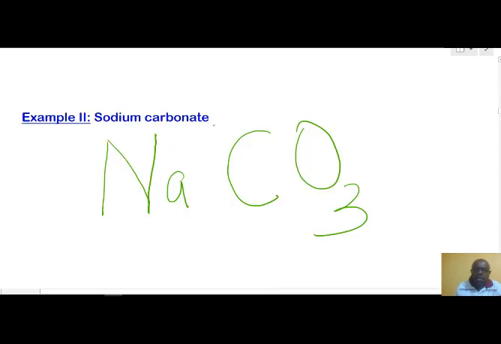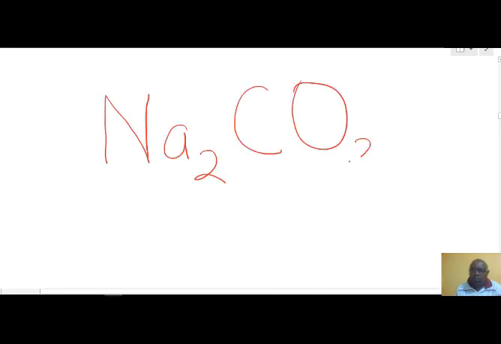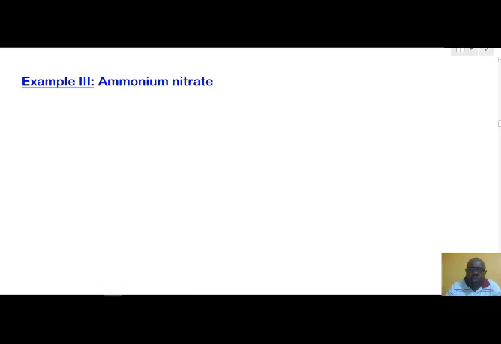We insert the charges at the respective position. In the next step, we transpose the numbers only of the charges. That is, the sodium will take the 2 from carbonate and the carbonate will take the 1 from sodium. Therefore, our formula is Na2CO3.